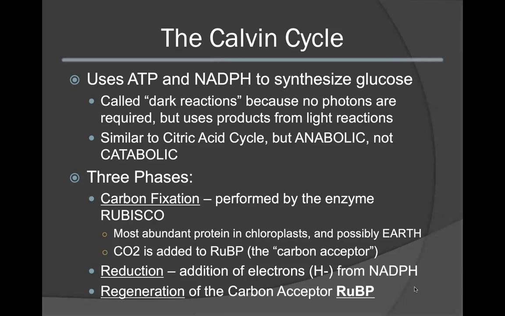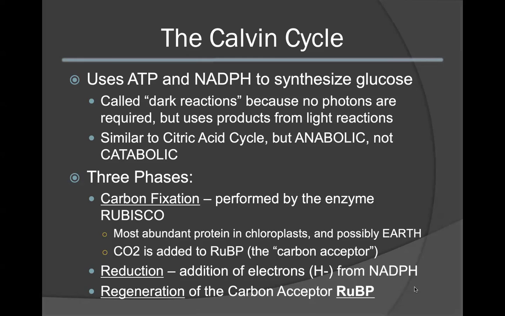The Calvin cycle is similar to the citric acid cycle, but in this case, it is considered to be anabolic, not catabolic, as we've seen in the citric acid cycle. In the Calvin cycle, we are going to be building organic molecules. There are 3 phases to the Calvin cycle: carbon fixation, carbon reduction, and regeneration.